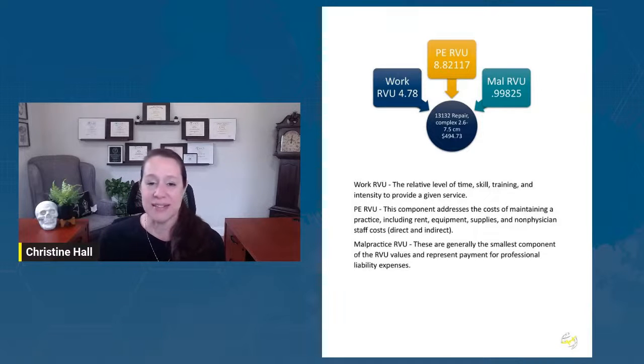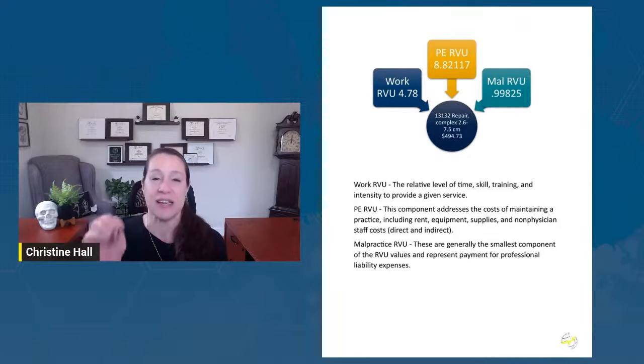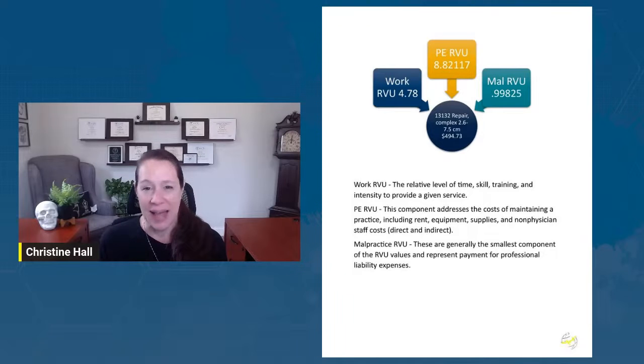And then malpractice. Malpractice is usually a very small percentage of the payment, and it's just there to make sure that we've accounted for any professional liabilities for that specific type of procedure. What's the liability of a complex repair? And all of those RVUs are calculated and multiplied by the annual conversion factor. And that's how we get the reimbursement for each one of the procedures, each one of our CPT codes.